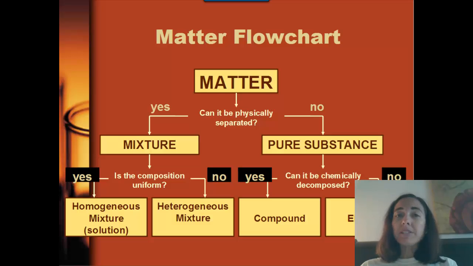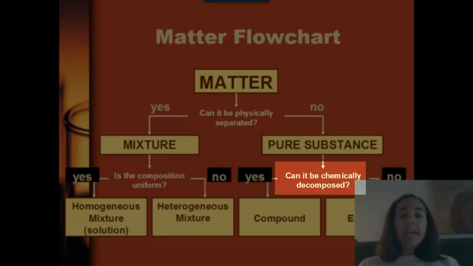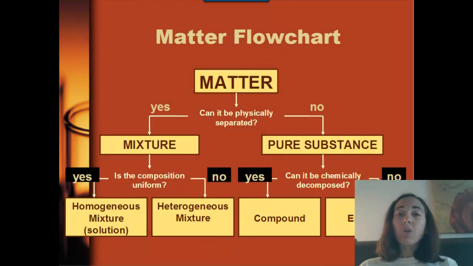With pure substances, you have to think a little bit differently. You have to try and think, can that substance be chemically decomposed? Can you make it undergo a reaction and break it down into simpler substances? If the answer is yes, then you are looking at a compound. If the answer is no, you're looking at an element.